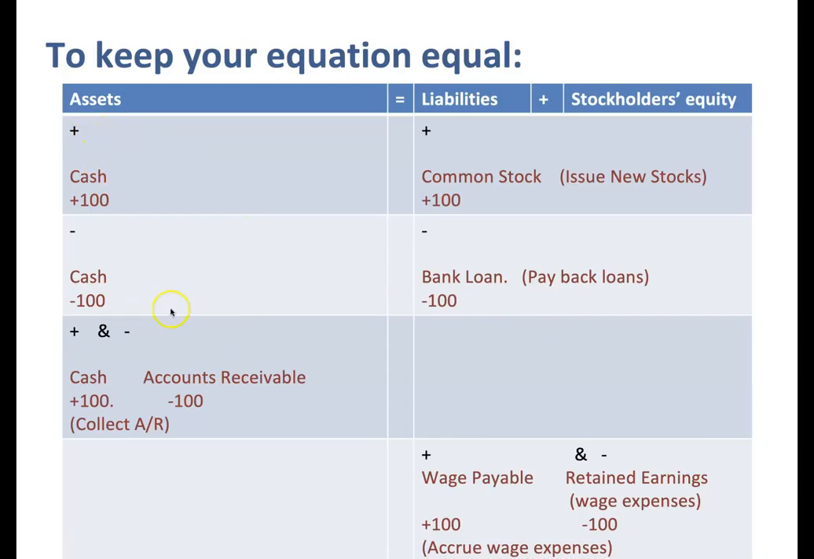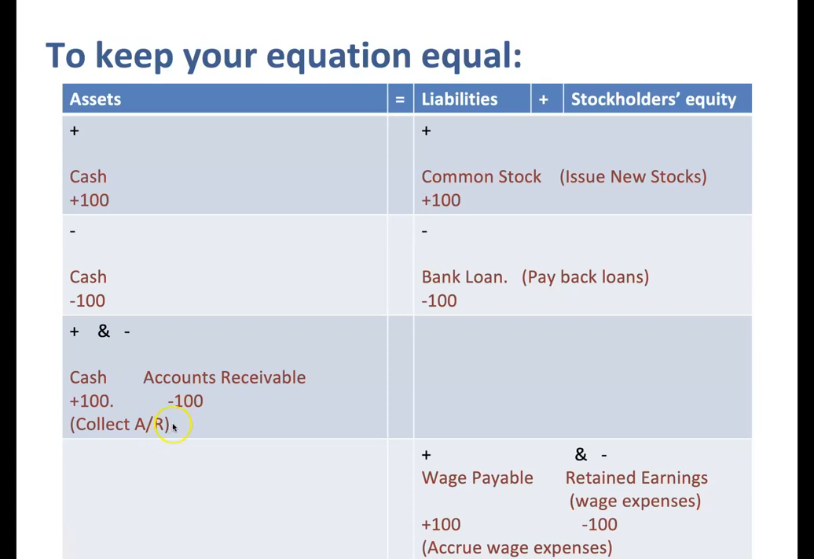For example, if we collect accounts receivable, which means someone else owes us money and now we collect it. When we collect the accounts receivable, that person no longer owes us, so we decrease accounts receivable by the amount. Because we collect that, we get cash, so cash will be increased. Both cash and accounts receivable are under assets. So we increase cash, but we decrease accounts receivable for the same amount.